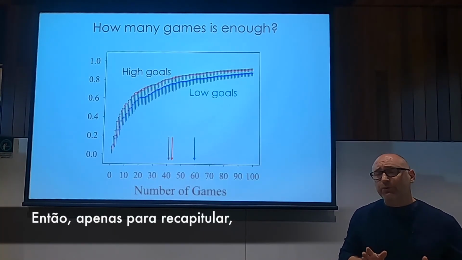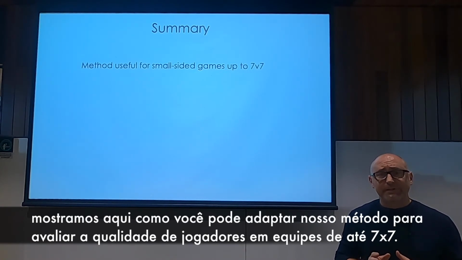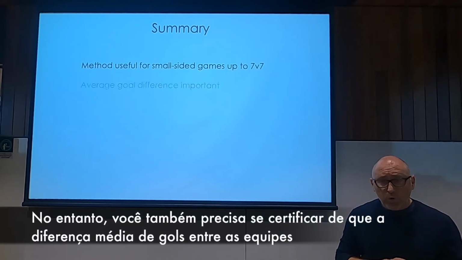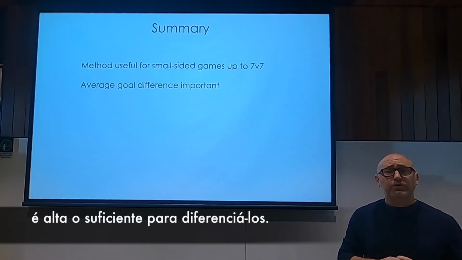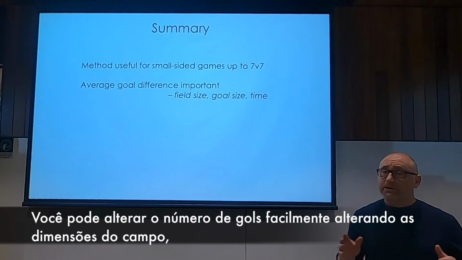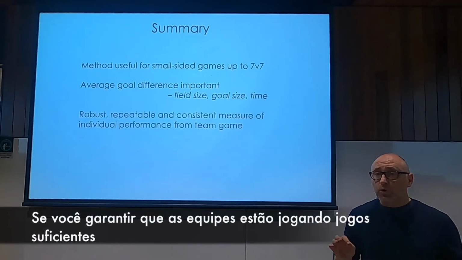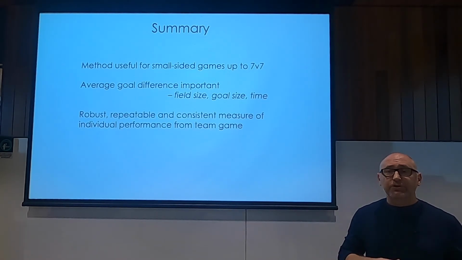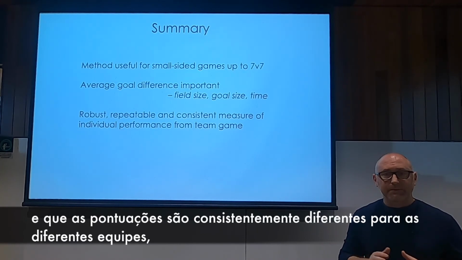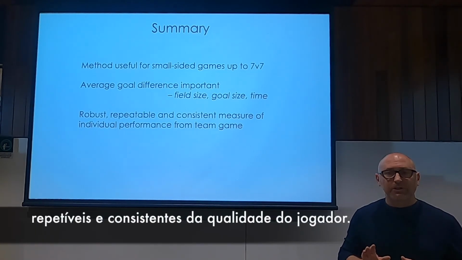So, just to recap, we've shown here how you can adapt our method to assess player quality in team sizes up to 7 versus 7. However, you also need to make sure that the average goal difference between teams is high enough to differentiate among them. You can change the number of goals easily by changing the dimensions of the field, the duration of the game, or the size of the goals. If you ensure that teams are playing enough games and that scores are consistently different for different teams, then you can be assured that our method provides robust, repeatable, and consistent measures of player quality.